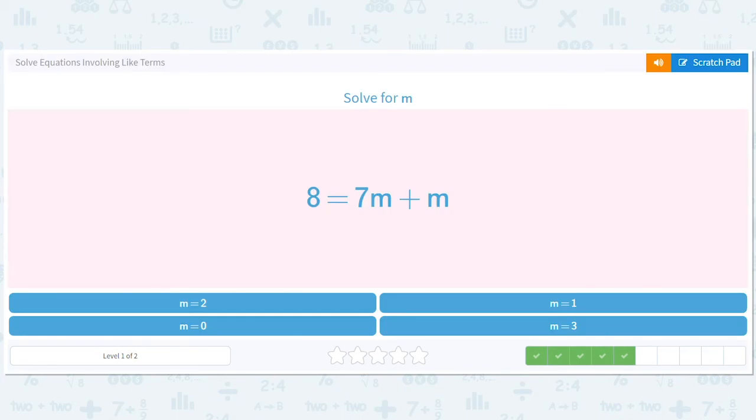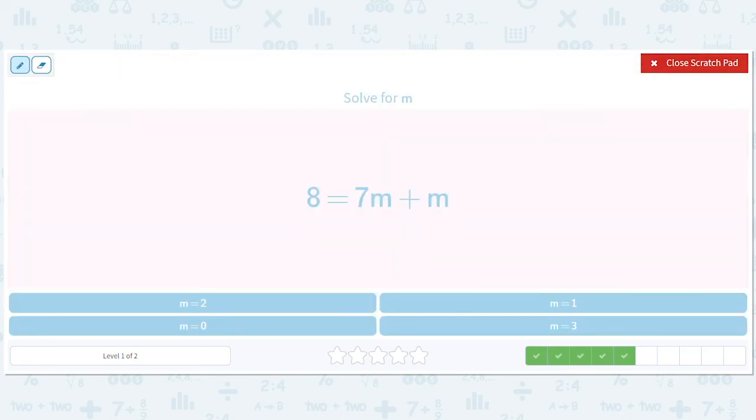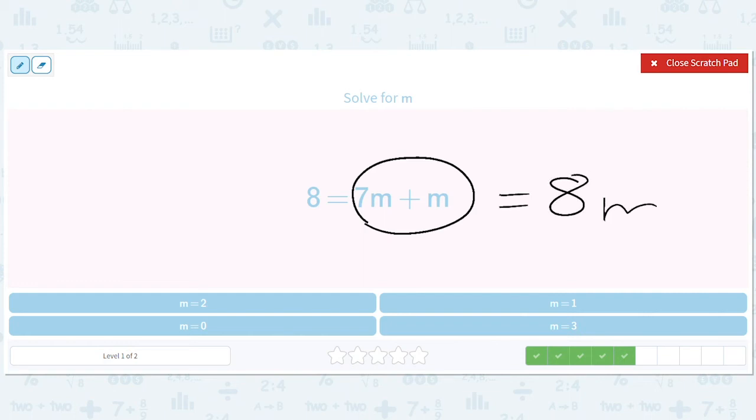7m plus m. This is an M&M question. This is 8m divided by 8, divided by 8. This gives us 1. M equals 1.